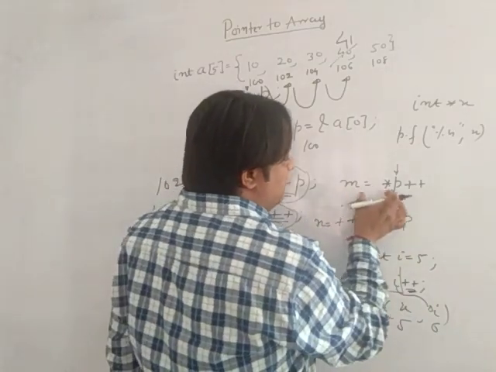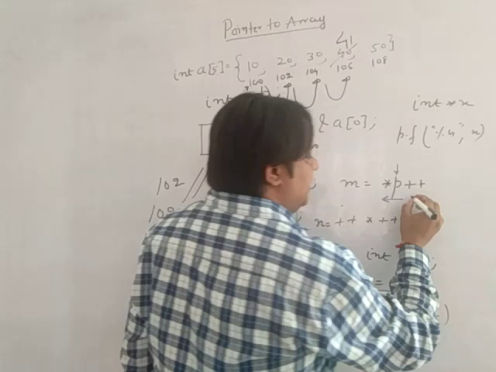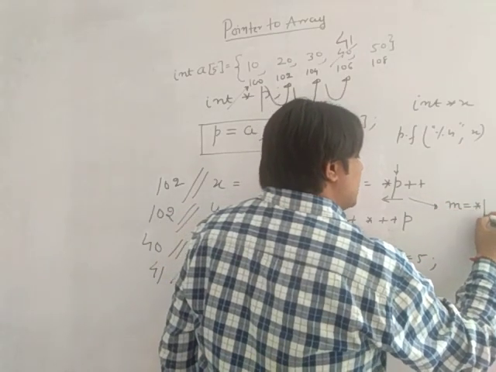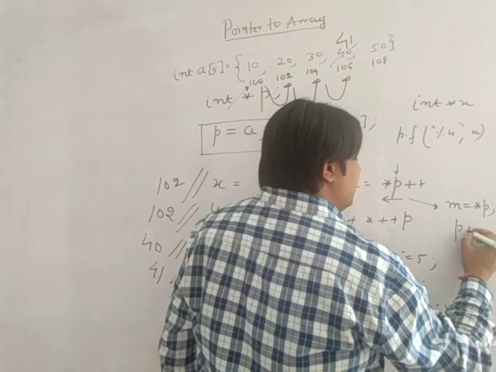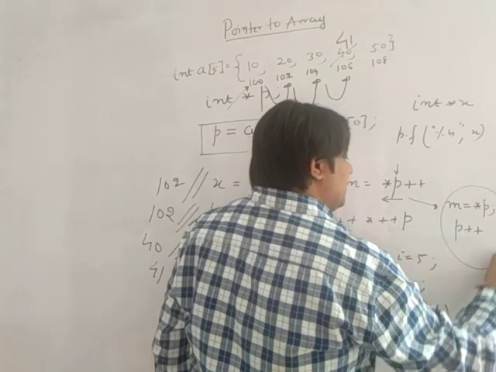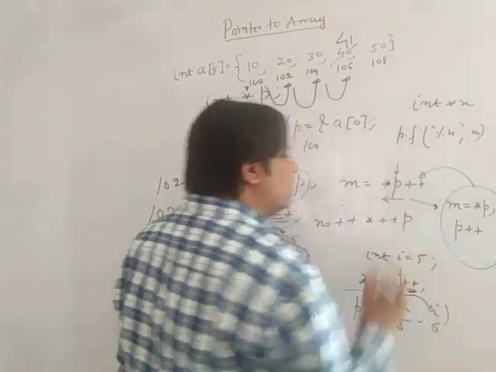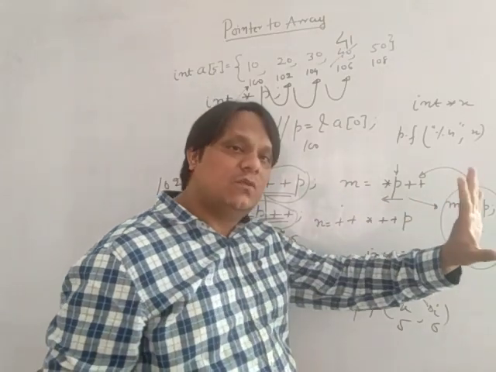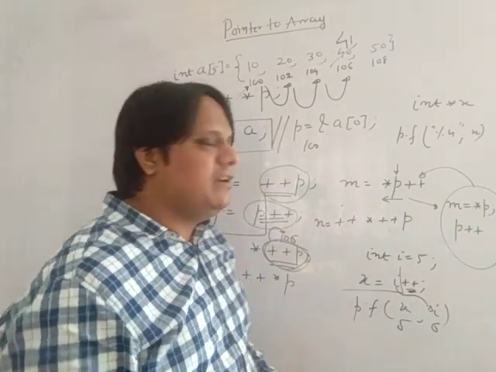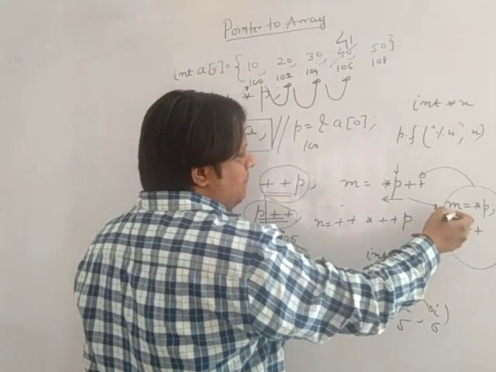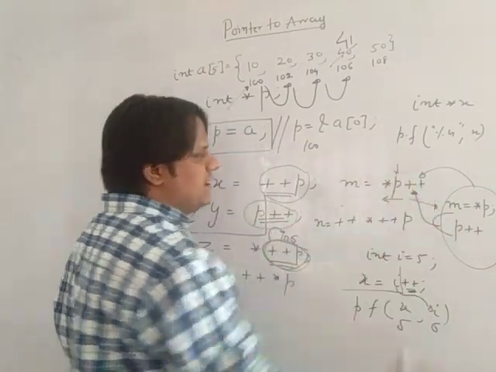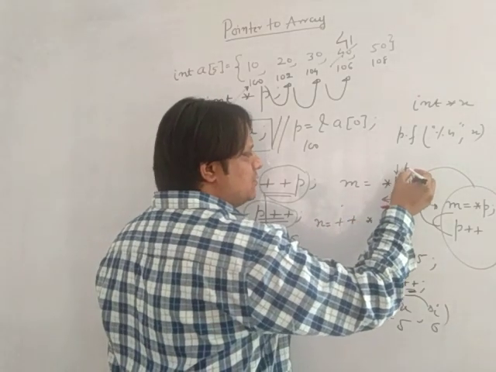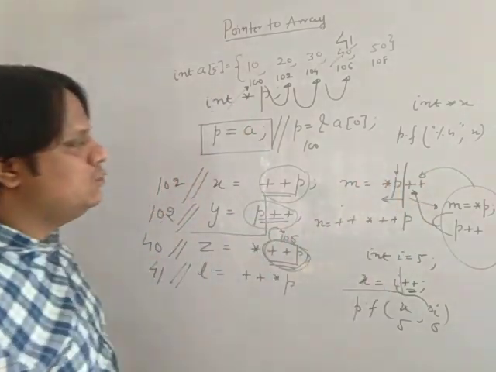See, when you write m is equal to *p++, it means that m is only equal to *p and later on p++. Please note it down, this is very important. When you write m is equal to *p++, it means m is only equal to *p and later on you're going to increment the pointer. So these two steps combine and make this line *p++. Only this much is getting assigned to m.